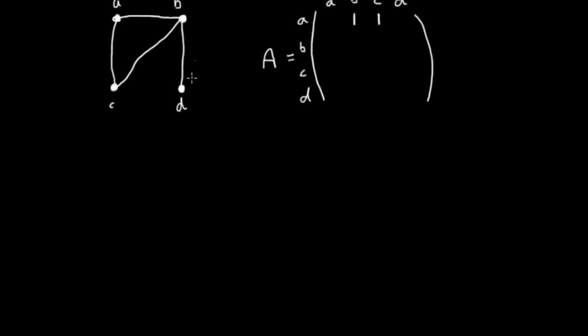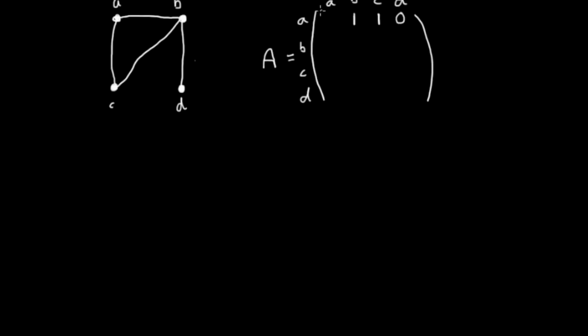Okay, finally, D, as you notice down here, A is not adjacent to D. There's no edge joining A and D. So I'm going to put a 0 in that element. Okay, so I've done the first row.